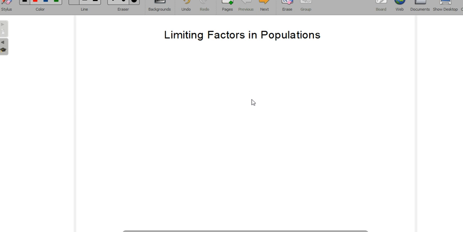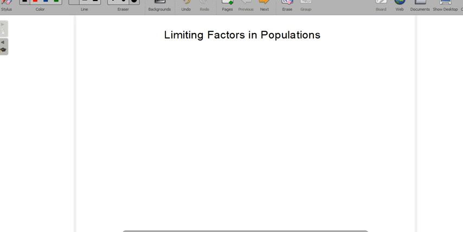Okay guys, today we're going to be talking about limiting factors that exist within populations. I'm trying to do my best to explain what this means and how it works. Now, the best way we can explain a limiting factor is that it's an environmental selection pressure that's limiting population growth. And we have two main categories of these things.